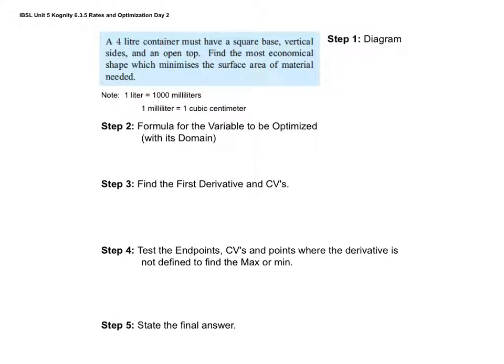So I know the container has to have a square base, all right? So let's make a square base. And the fact that they said it's square is significant. So what has to be true? Yeah, the sides all have to be the same. I may change this later, but let's go ahead and make the sides of my square base each x.